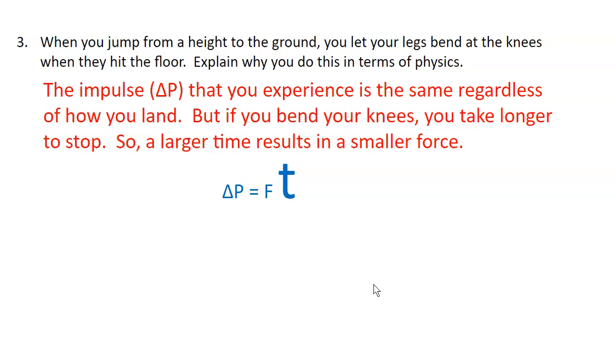When you jump from a height to the ground, you let your legs bend at the knees when they hit the floor. Explain why you do this in terms of physics. Let me just read the answer to you. The impulse, that's the delta P, that you experience is the same regardless of how you land. You got that? So it doesn't matter if you bend your knees or not. This delta P will go from some value to 0, no matter how you land. So you'll have some type of momentum change. But if you bend your knees, you take a longer time to stop. Longer time results in a smaller force. So the reason why you bend your knees is to increase the time and decrease the force.